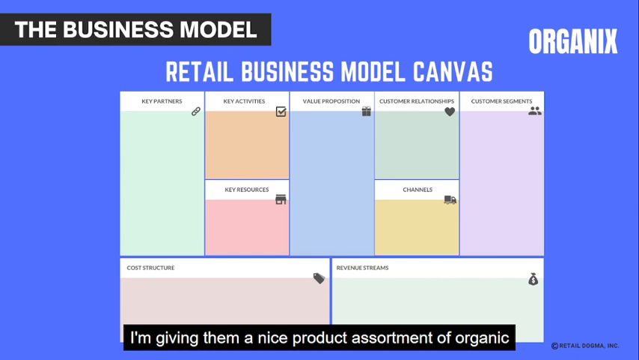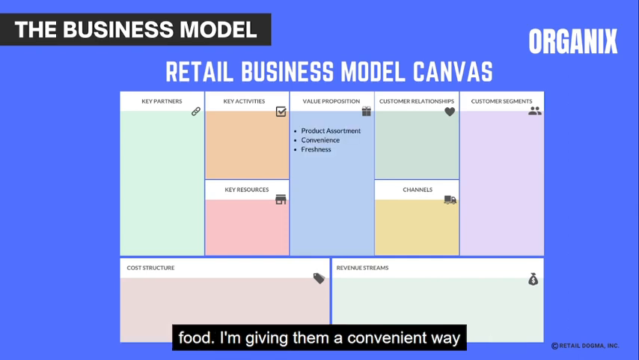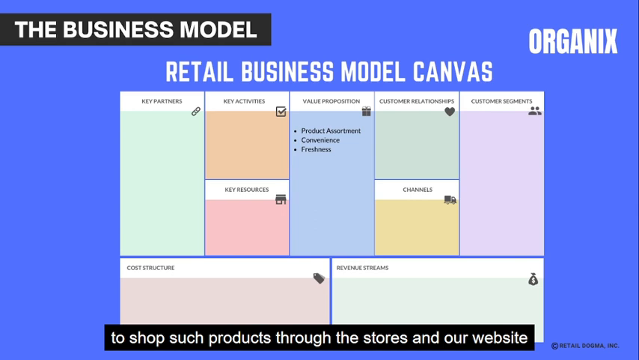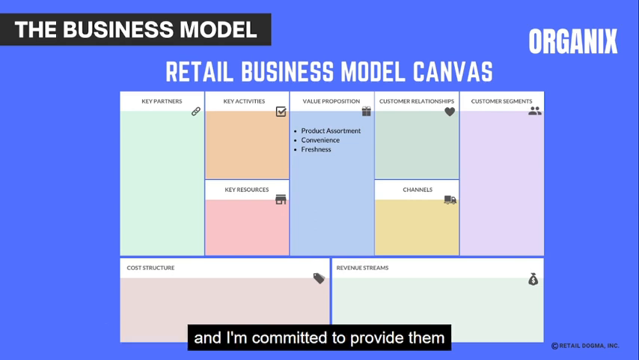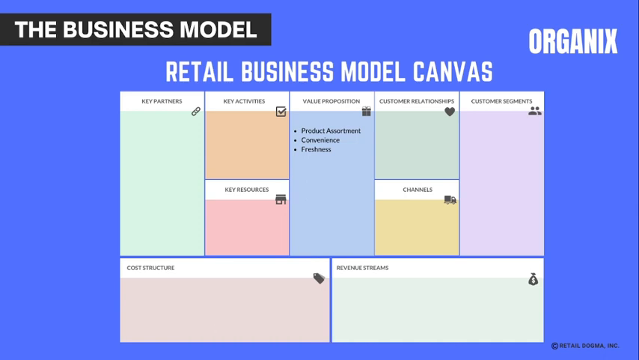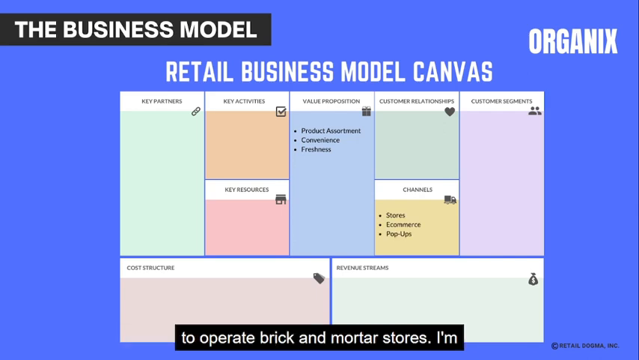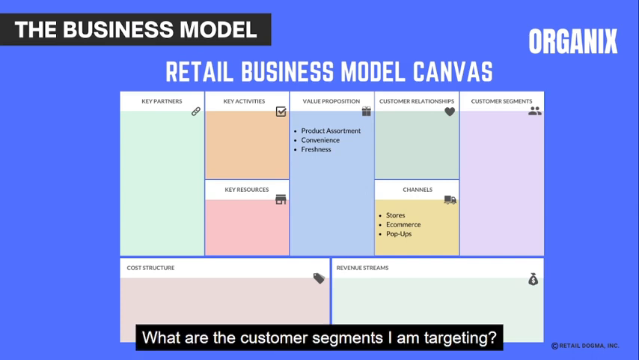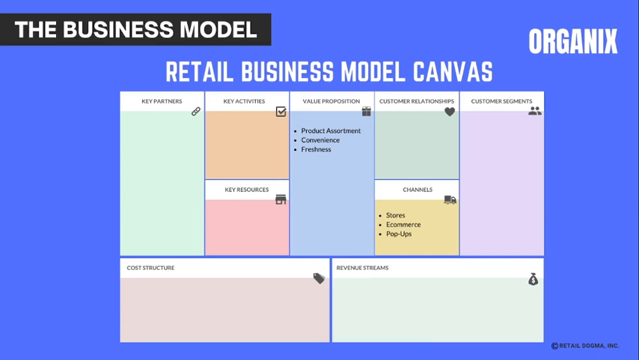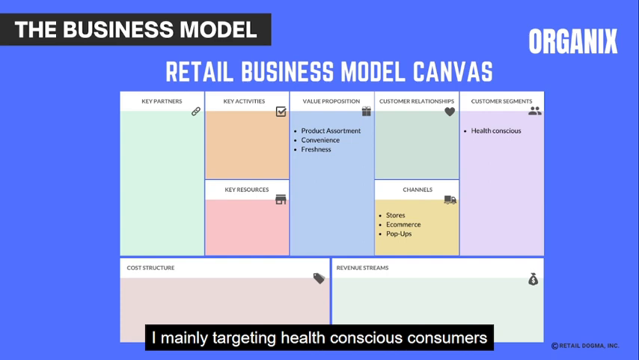I am giving them a nice product assortment of organic food. I am giving them a convenient way to shop such products through the stores and our website, and I am committed to provide them fresh products every day. What are the sales channels I am going to use? I am going to operate brick-and-mortar stores. I am going to sell through our e-commerce website, and I might launch pop-up shops from time to time. What are the customer segments I am targeting? I am mainly targeting health-conscious consumers who are interested in buying organic food.